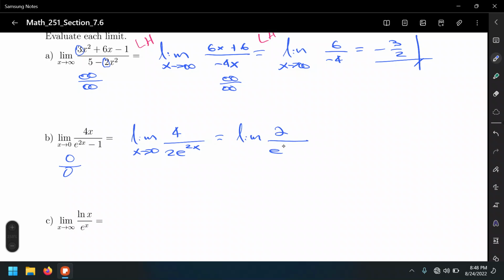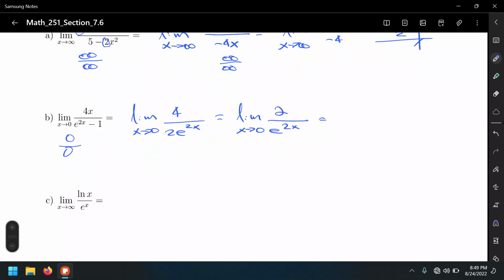2, and e to the 2x, as x approaches 0. And in this case, we can just plug in the number. Hopefully we get a limit. Well, that's 2 over e to the 2 times 0, and that's 2 over e to the 0, which is 2 over 1, which is 2.